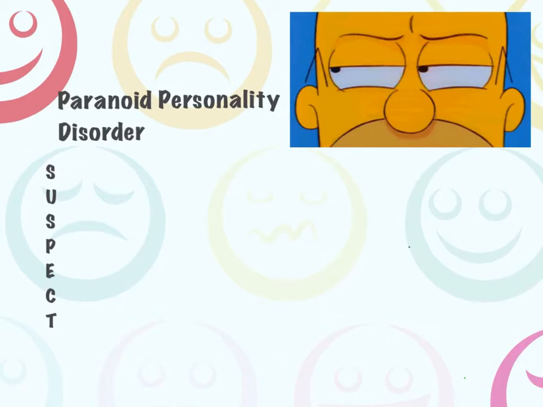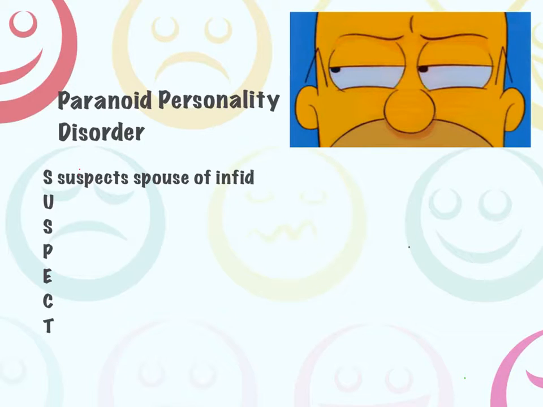So there's a little mnemonic for each one of these personality disorders. I don't want you to memorize them, that's not the point. But just to give you a feel for what they're like, we're going to talk about this little mnemonic. So for the S here, we have suspect spouse of infidelity. These are the people, their wife goes out dressed fairly nicely and they think, where are you going? Who are you going to see?